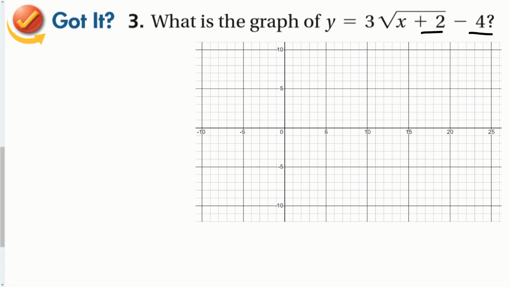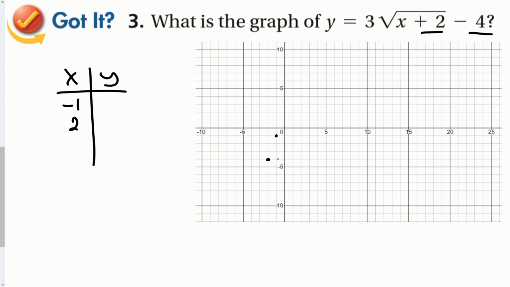Let's check it. So my starting point is left 2, down 4, 1, 2, 3, 4. So there's my starting point. If I were to make a table, I would go right 1. So I want -1. I would go right 1, 2, 3, 4. And so I would want 2. And watch what happens here. If I plug in -1 plus 2, that's 1, times 3 is 3, minus 4 is -1.